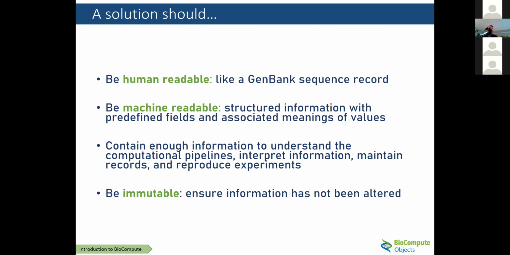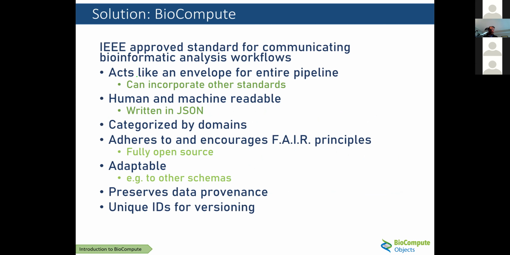Number 3, it should contain enough information to understand the computational pipelines, interpret that information, maintain records, and reproduce the experiments. This is kind of the core of the entire idea. And then finally, it should be immutable, so you can make sure that you know that the information hasn't been altered. And so the solution is what we now call Biocompute.